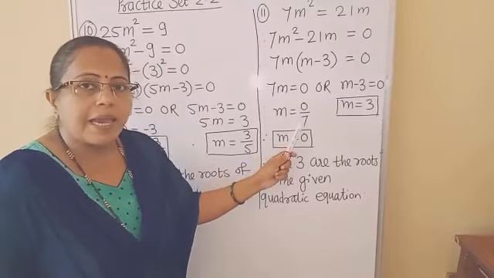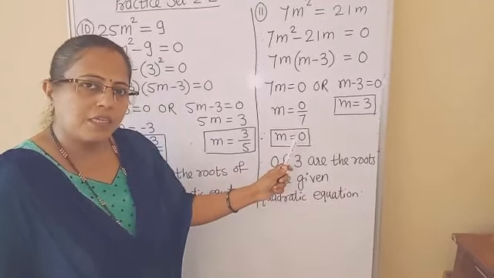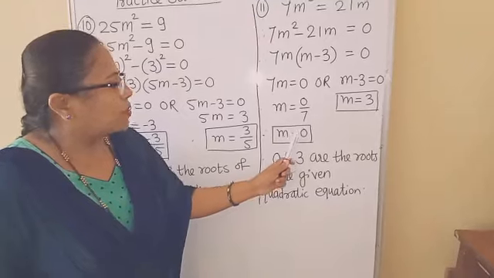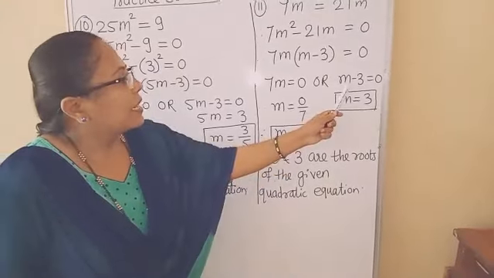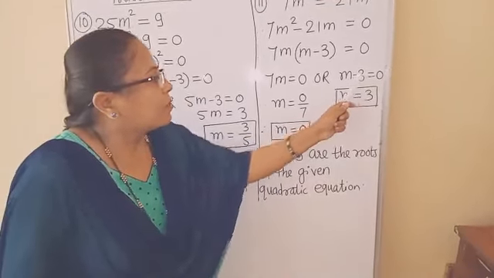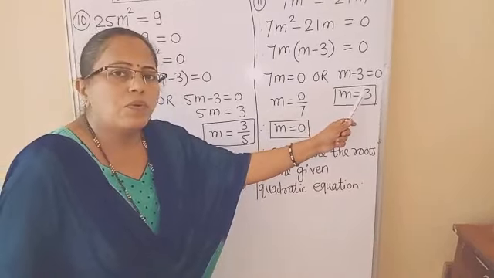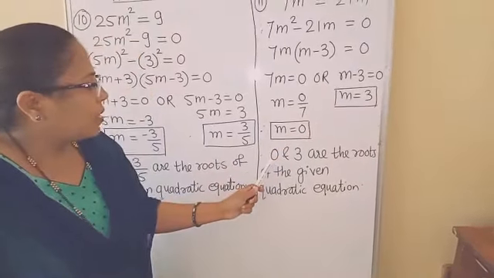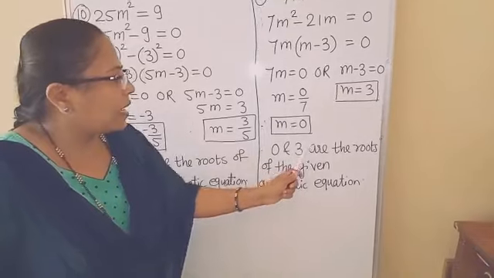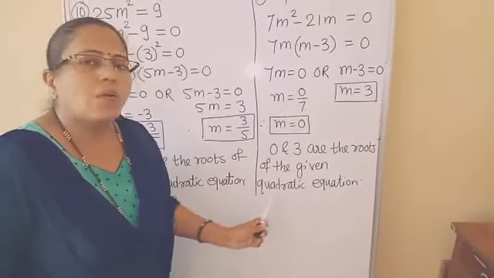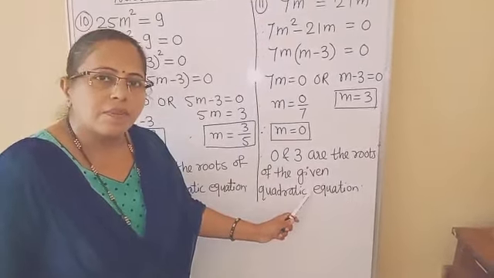Therefore m equal to 0 upon 7. 0 divided by any number, answer is 0. So m equal to 0. Here m minus 3 equal to 0. Therefore m equal to 3. So 0 and 3 are the roots of the given quadratic equation. Followed?